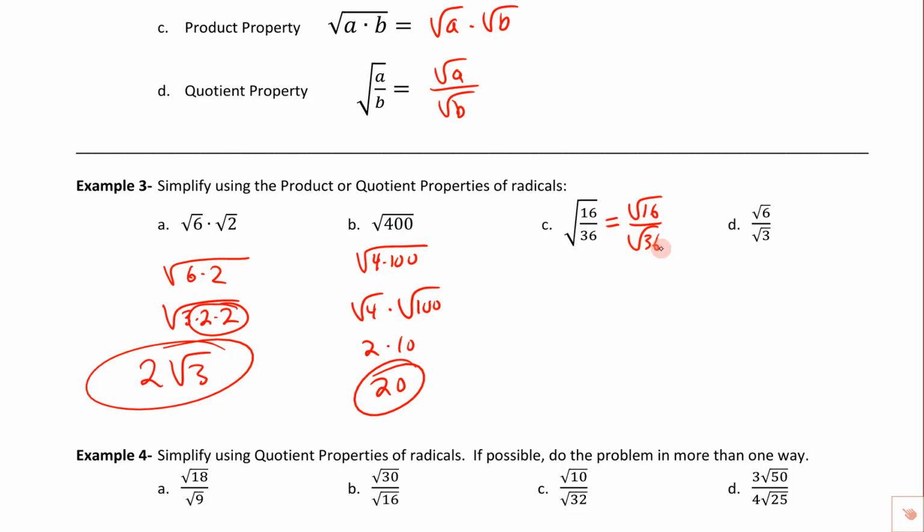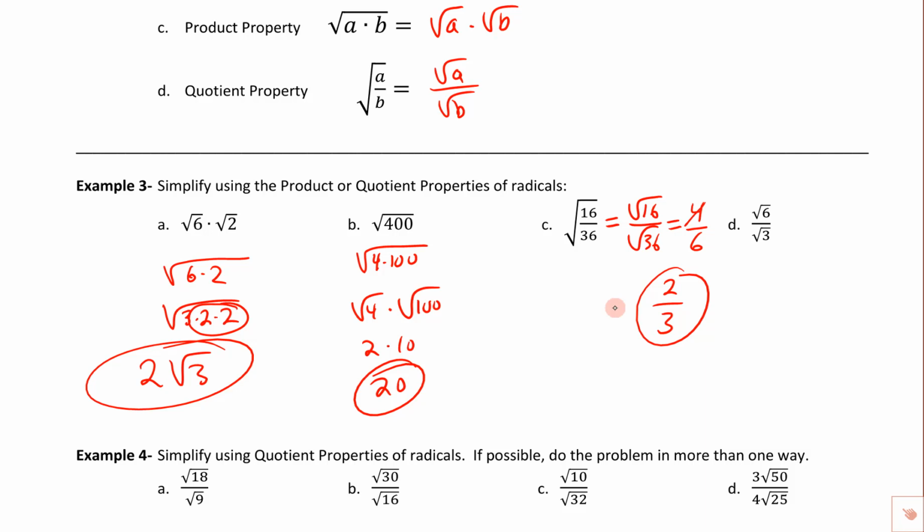Now I'm hoping that 16 and 36 look familiar. They should, because 16 is a perfect square of 4, so the square root of 16 is 4. And 36 is a perfect square of 6, so the square root of 36 is 6. Now we've got a fraction that we can simplify. 2 goes in here twice, 2 goes in here 3 times, so the answer on that one is 2/3.